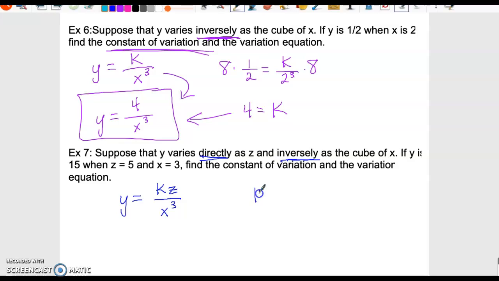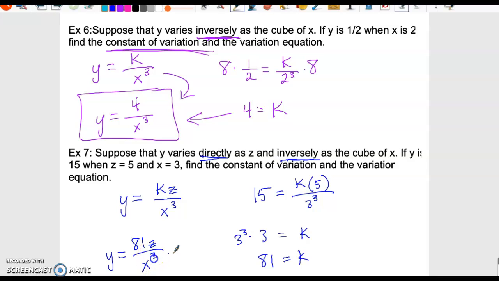So let's set it up as y is 15. We don't know k yet. That's what the constant of variation is. We'll solve that. When z is 5, so let's replace z with 5, and x is 3 cubed. Now what I would do is first divide by 5. So 15 divided by 5 would give me 3. And then multiply the 3 cubed over. And then that would tell me that k would equal 81. So our equation would be y equals 81z over x cubed.